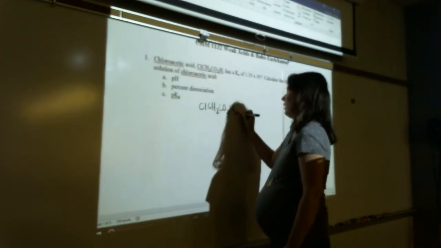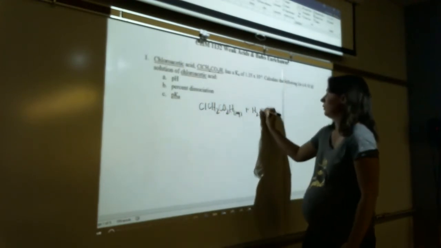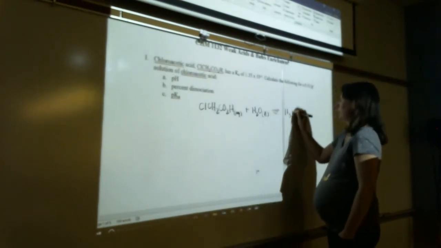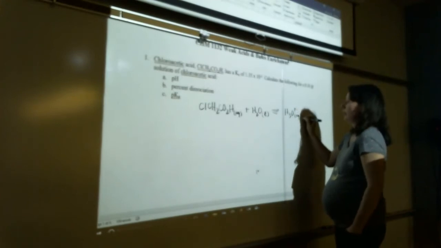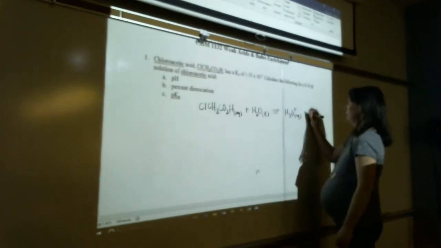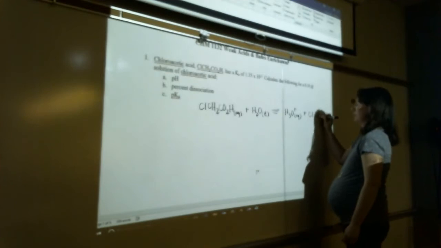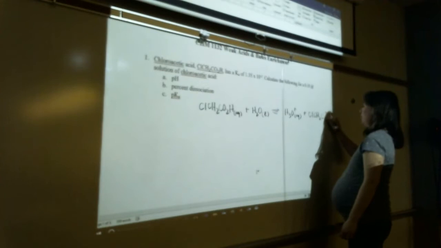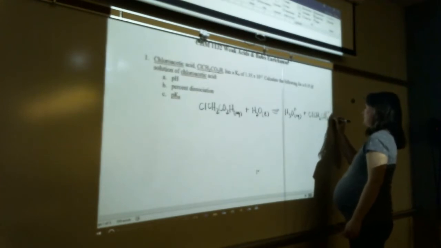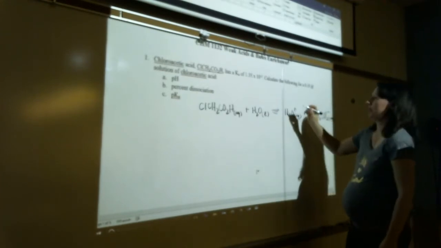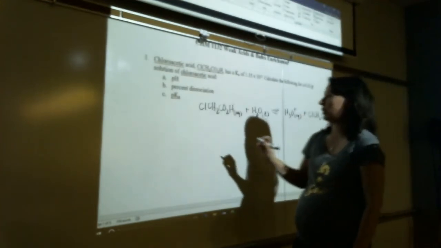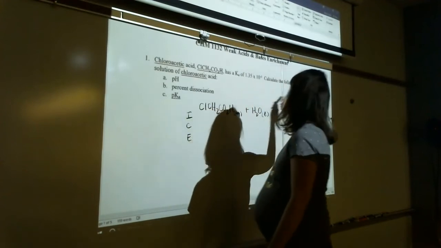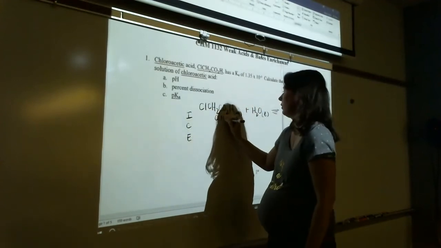ClCH2CO2H(aq) plus water is in equilibrium with H3O plus and chloroacetate, ClCH2CO2 minus. And we know the Ka value. We want to know the pH. So we first need to make our ICE table, right? And we know the concentration is 0.1 molar.